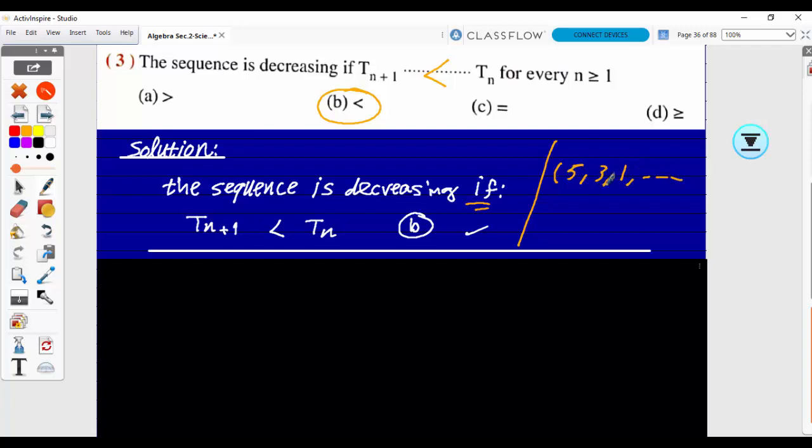It is decreasing because if you consider 5 is Tn, so the next term is Tn plus 1. Notice that Tn plus 1 is less than Tn. Here we have 5, here we have 3, and 3 is less than 5. So we write Tn plus 1 is less than Tn. And here is the solution.